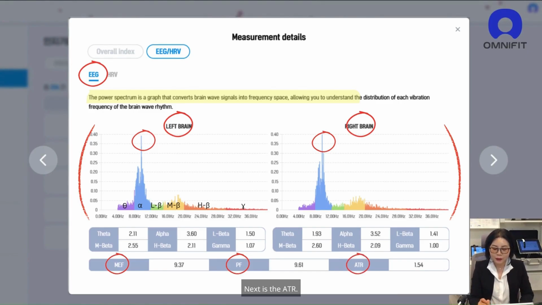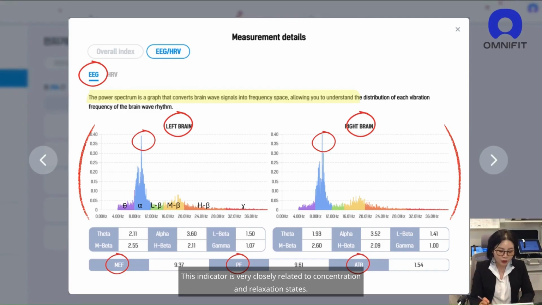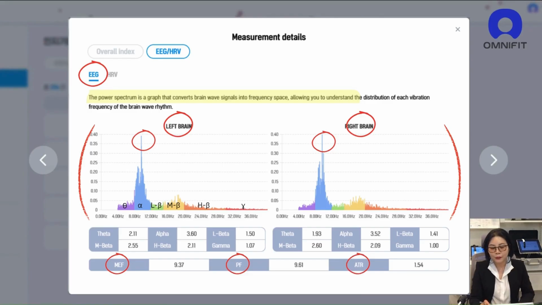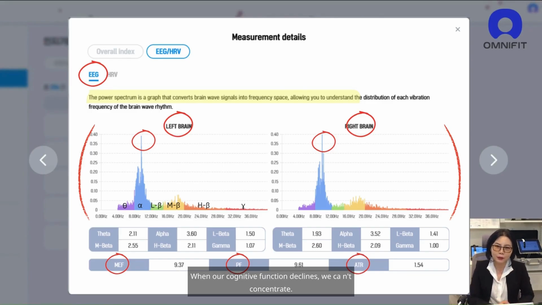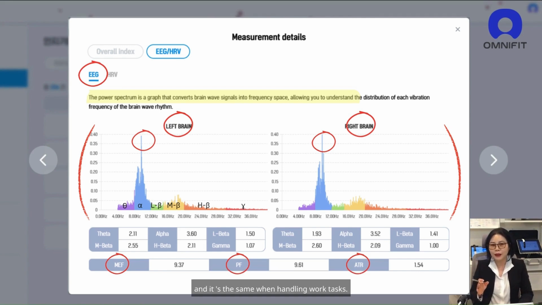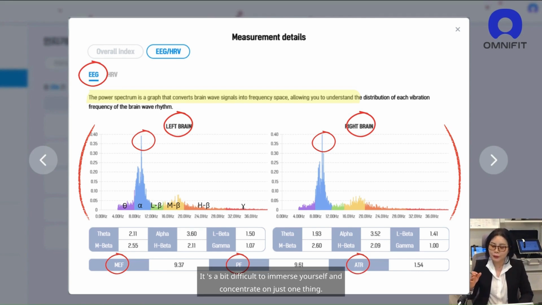Next is the ATR. ATR looks at the alpha theta ratio. This indicator is very closely related to concentration and relaxation states. When our cognitive function declines, we can't concentrate. So, when cognitive function is low, sometimes we can't fully focus on listening to what others are saying, and it's the same when handling work tasks. It's a bit difficult to immerse yourself and concentrate on just one thing.